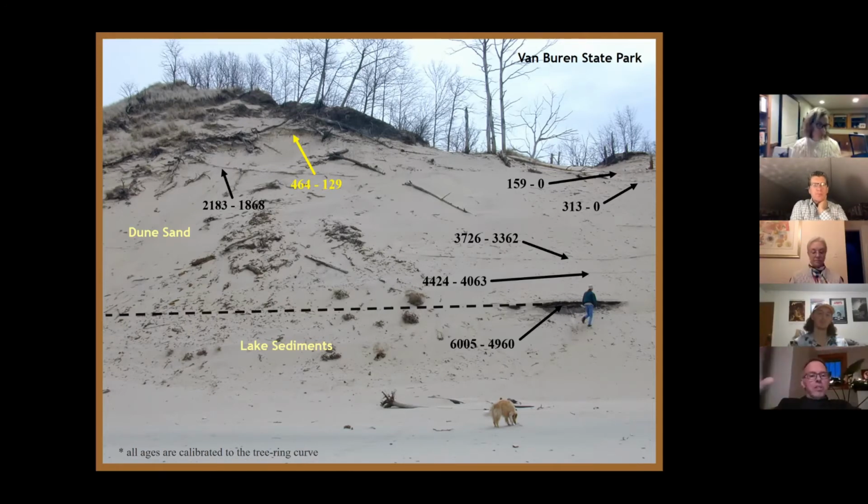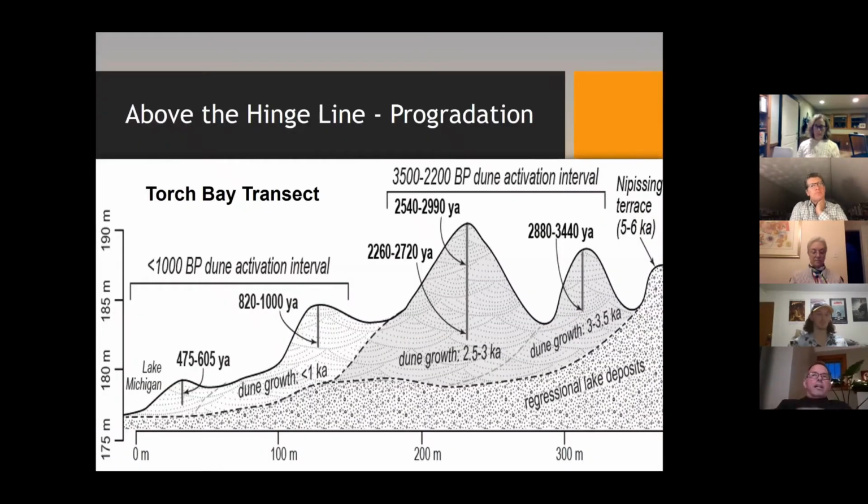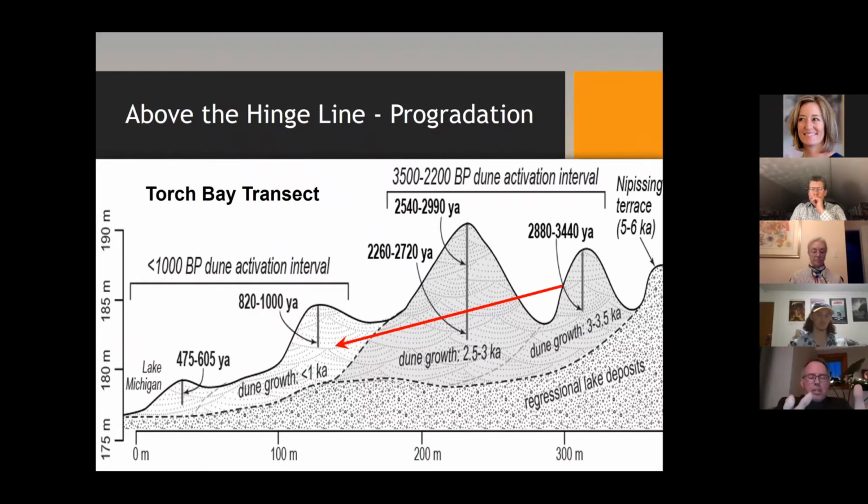Sand was supplied, it stopped. Sand was supplied, it stopped, and so on. We think that is related to lake level fluctuations and climate change in the past. Now, north of the hinge line, that imaginary line where the landscape is rebounding, the dunes did not grow vertically. They grew outward because new, progressively younger shorelines are being uplifted through time because of rebound. That provides a fresh place for sand to accumulate when it blows.